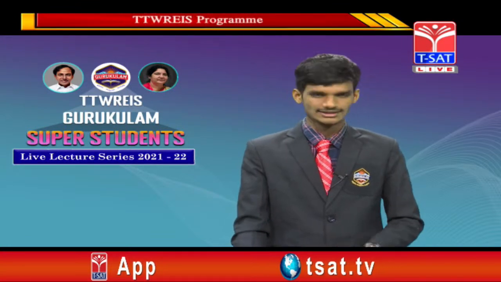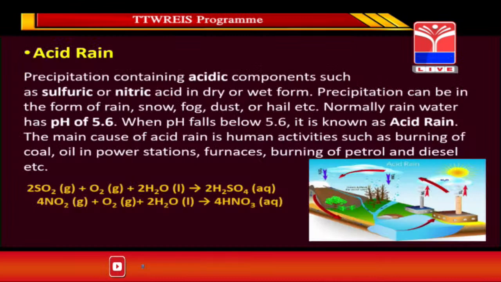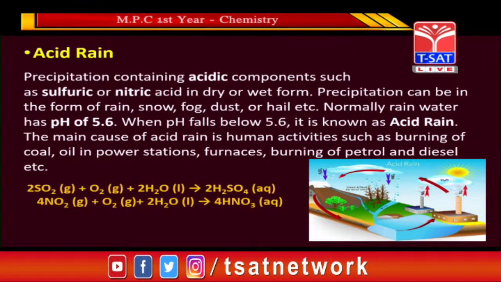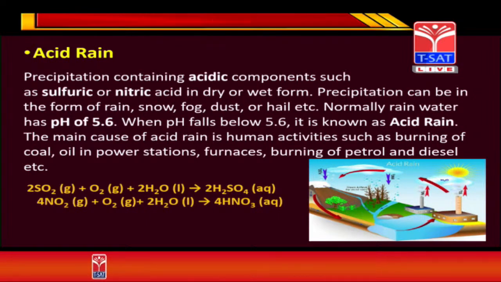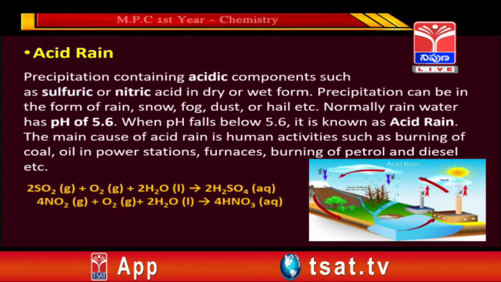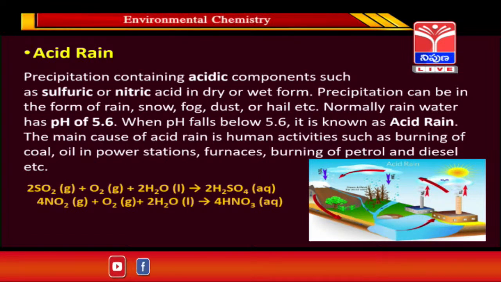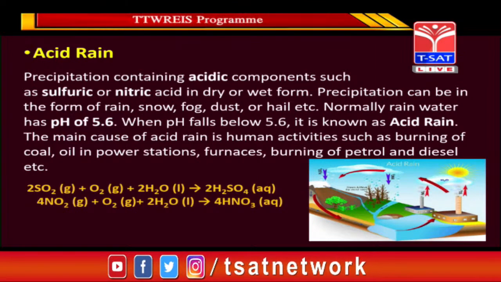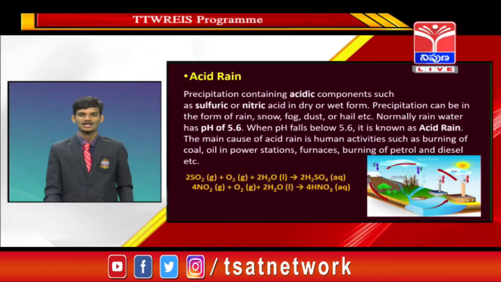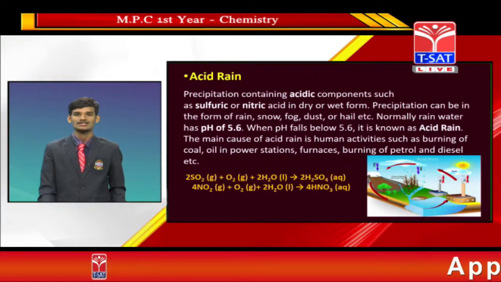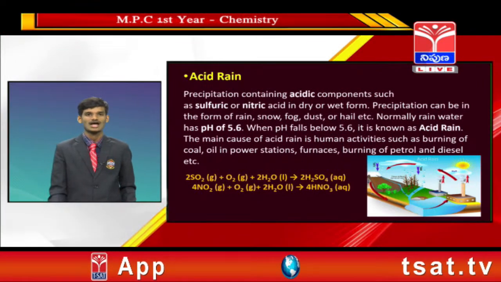Next, coming to acid rain. The normal pH value of rain is 5.6. When it falls below 5.6, it leads to acid rain. What is present in acid rain? Sulfuric acid and nitric acid are responsible for the acid rains.